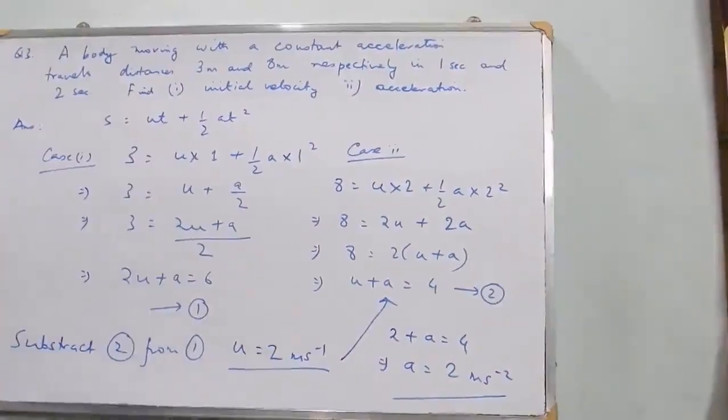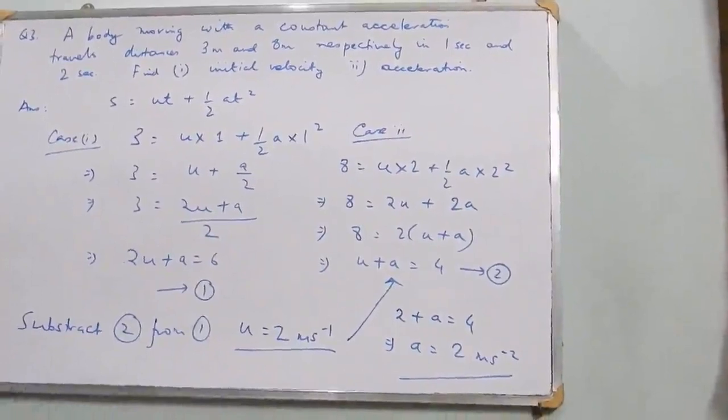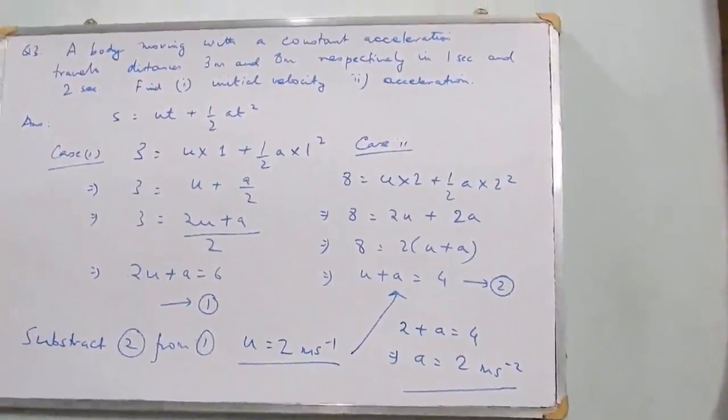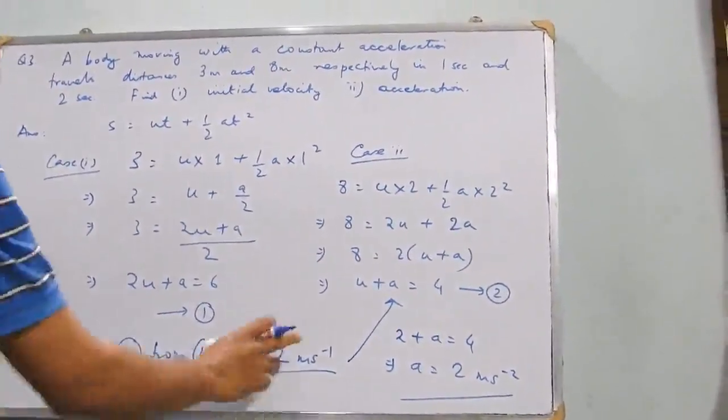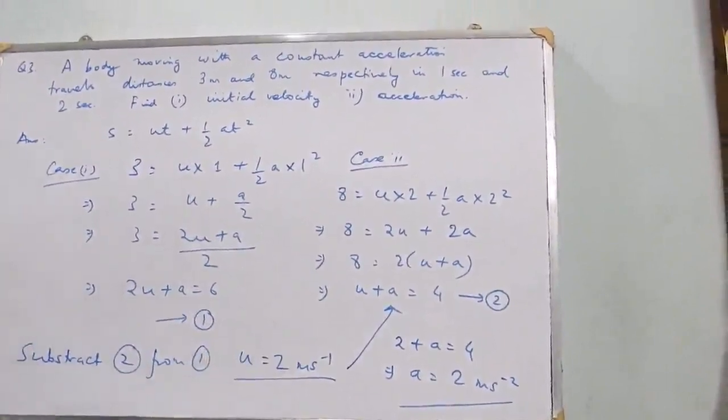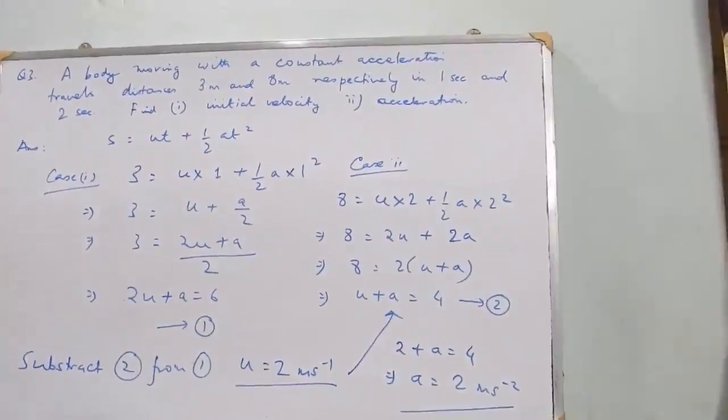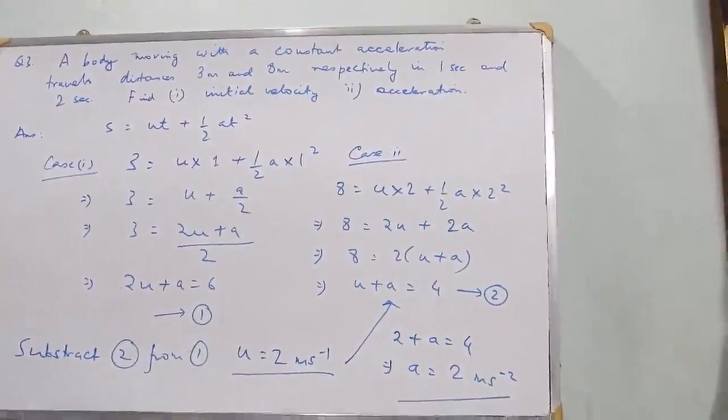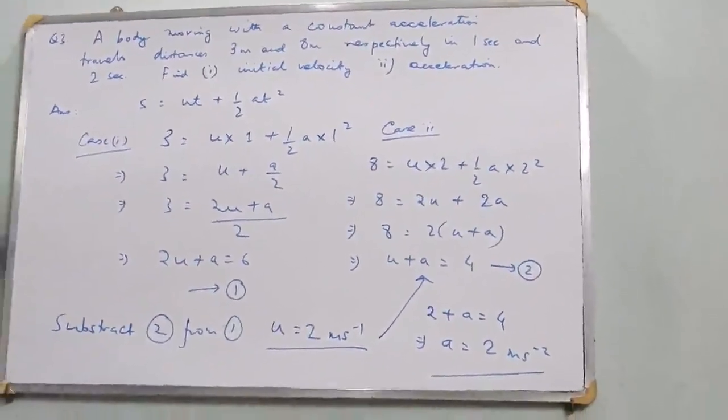So it's quite simple. Both the initial velocity and the acceleration have value 2, but units are different. It is 2 meter per second and the acceleration is 2 meter per second square. Let us take another example.